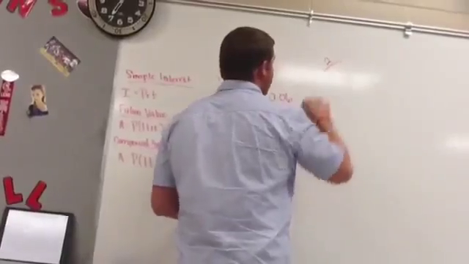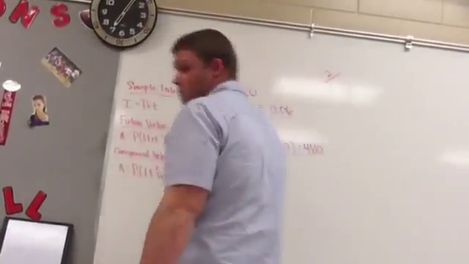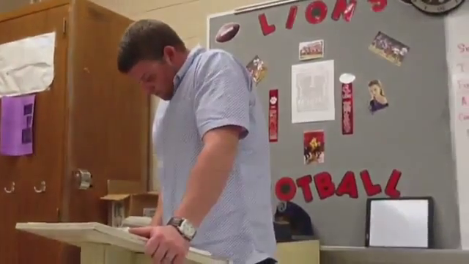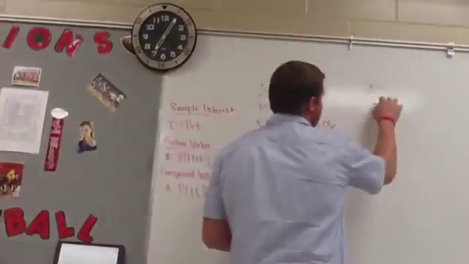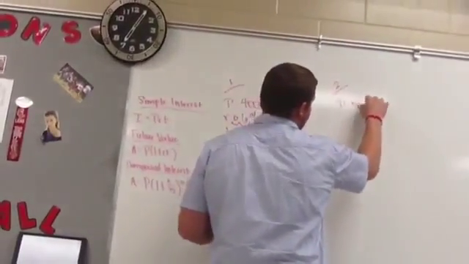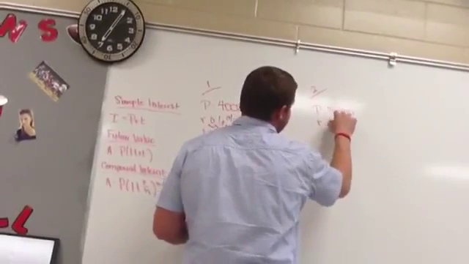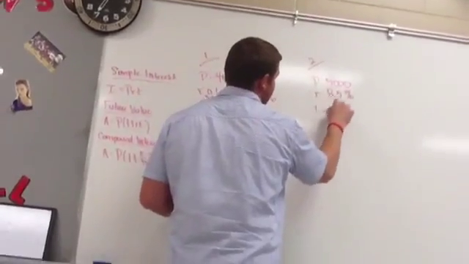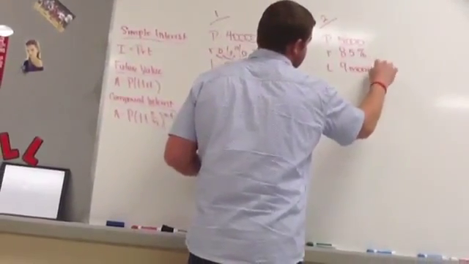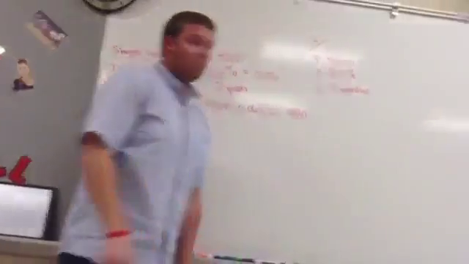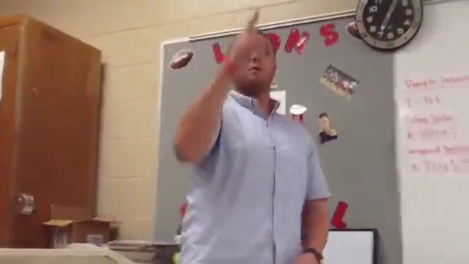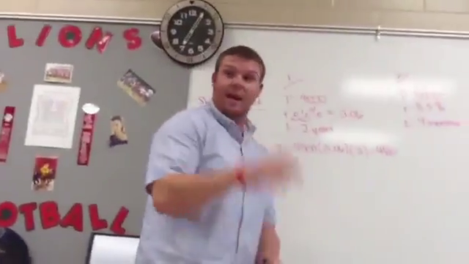What if we're given one that says the principal is $5,000. The rate is 8.5%, and the time is 9 months. How many things am I going to have to change here? 2. What am I going to have to change? The rate and the time.